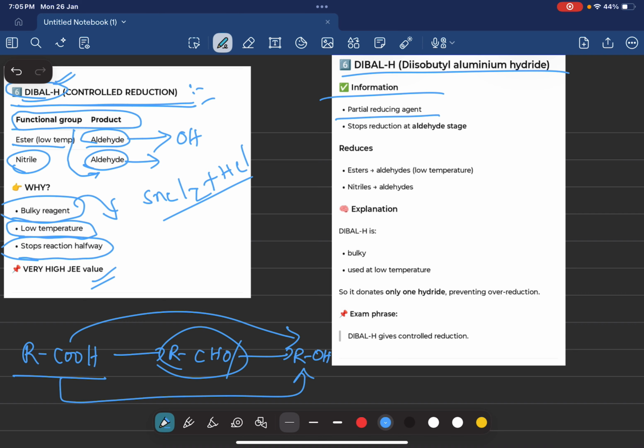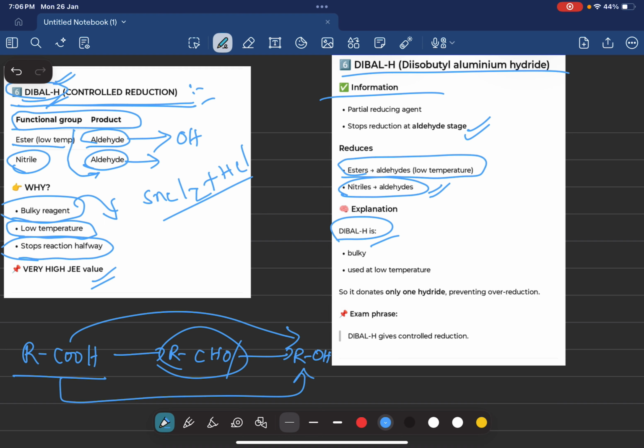And even Pd plus BaSO4 can be used, which also stops at aldehydes. That is called the Rosenmund reduction. There is a reason for that: BaSO4 poisons the catalytic activity of Pd, so complete reduction won't happen. It stops the reduction at the aldehyde stage only. Very important point, so you can blindly remember that where DIBAL-H is there, that becomes CHO, even from nitriles or esters. It reduces esters to aldehyde at low temperature only, and nitriles to aldehyde.